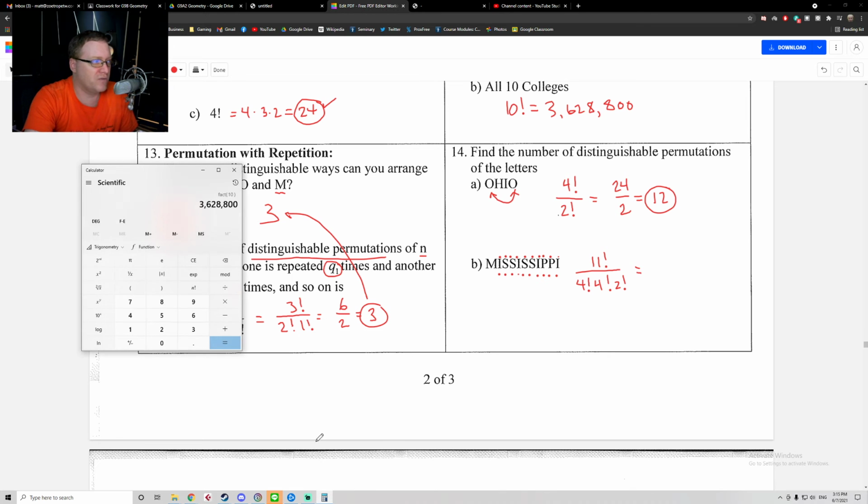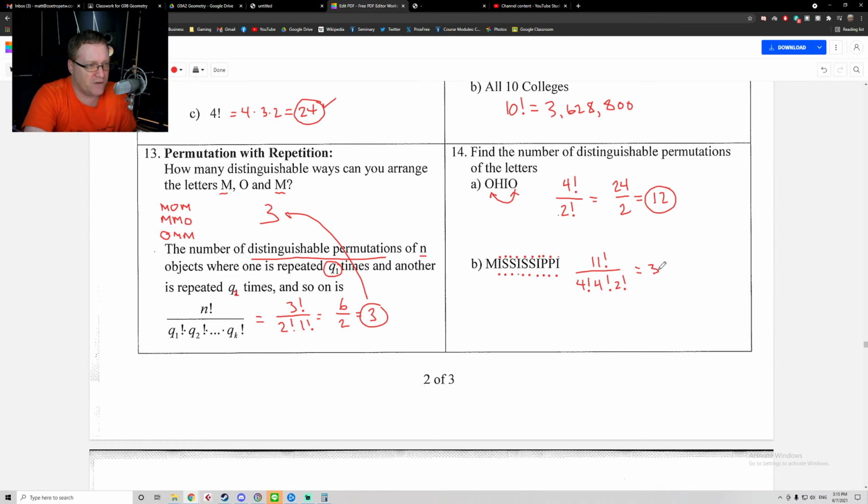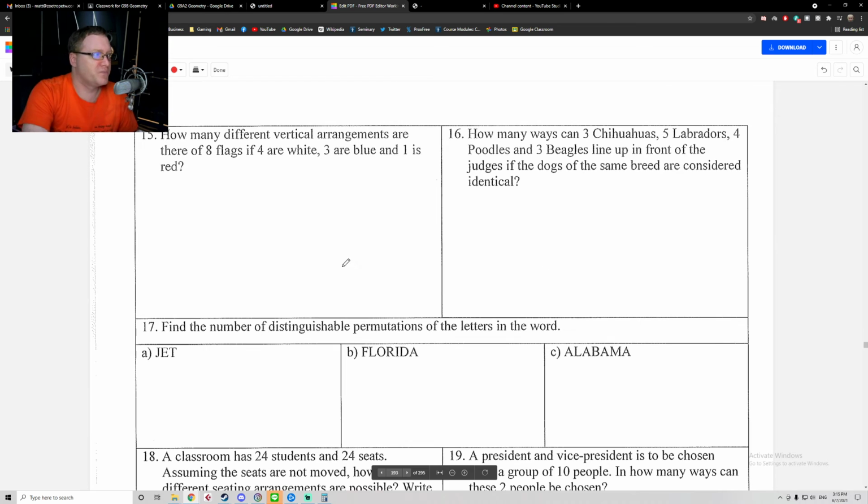We can use a calculator to figure this out. We're going to have 11 factorial on top, then hit divide by, and I'm going to put parentheses because I want all of these things on the bottom. Parentheses, 4 factorial times 4 factorial times 2 factorial, then close the parentheses and hit equals. And the answer is 34,650. That's it. Okay, let's do a few more examples.